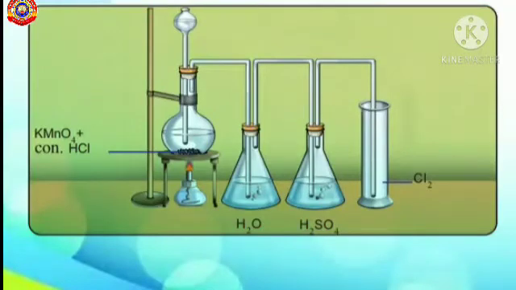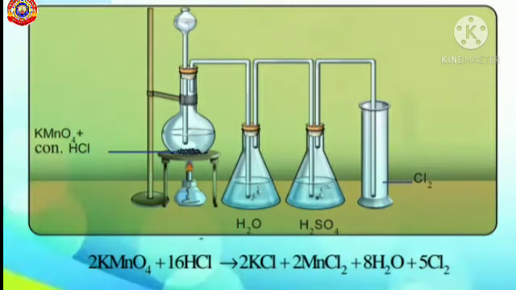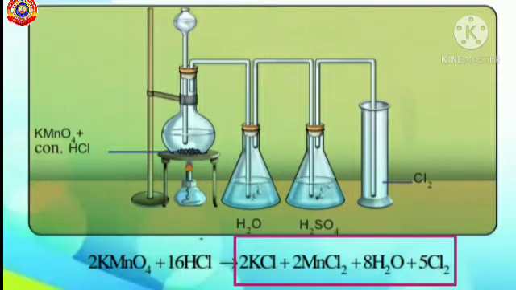Chlorine is prepared by treating potassium permanganate crystals with concentrated hydrochloric acid. The equation of this reaction is given as 2 KMnO4 + 16 HCl gives 2 KCl + 2 MnCl2 + 8 H2O + 5 Cl2. Now can you find out the reactants and products in this equation? Yes, you are right. Potassium permanganate and hydrochloric acid are the reactants, and the products are potassium chloride, manganese chloride, water and chlorine.